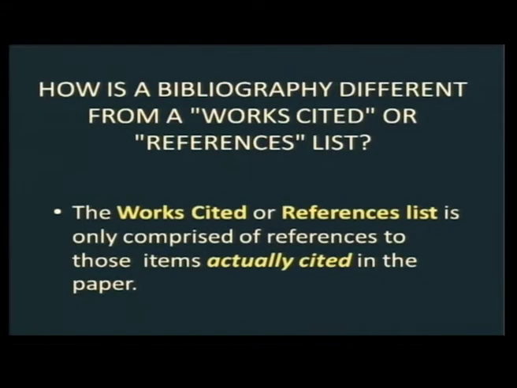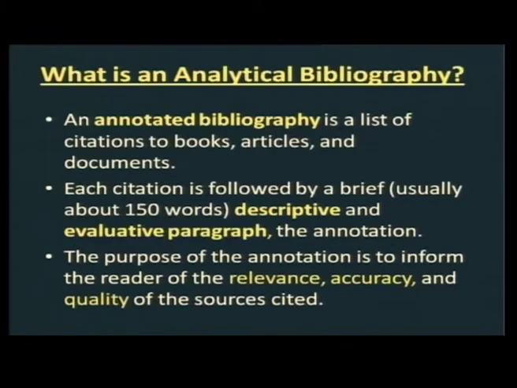How is a bibliography different from a work cited or a reference list? People have a lot of confusion about work cited as well as reference list. The work cited or reference list is only comprised of references to those items actually cited in the paper itself. What is an annotated bibliography? This is another type of bibliography.